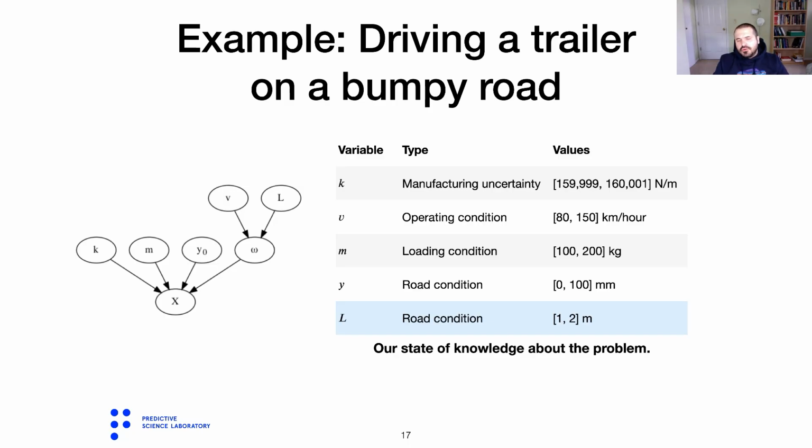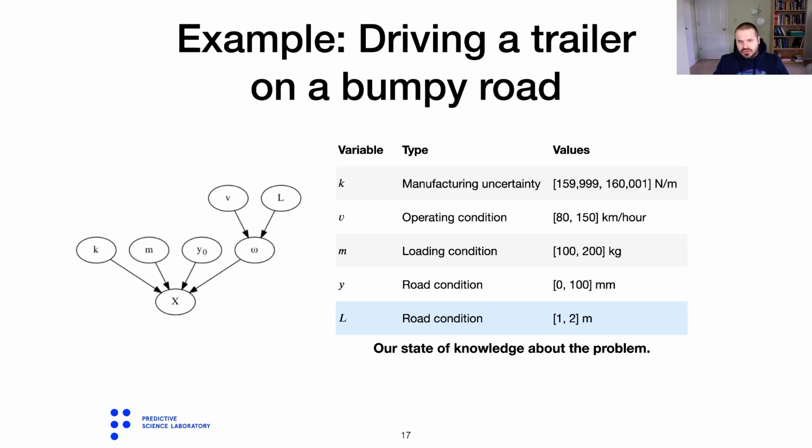Now, about the loading condition, m, the mass that the trailer carries, we know that the trailer itself, let's say, is 100 kilograms, and then a driver may put on it another, maximum, 100 kilograms. So m, the mass of the trailer, could be anywhere between 100, which is its own mass, up to 200 kilograms, which is the mass of the trailer plus the mass of the load.